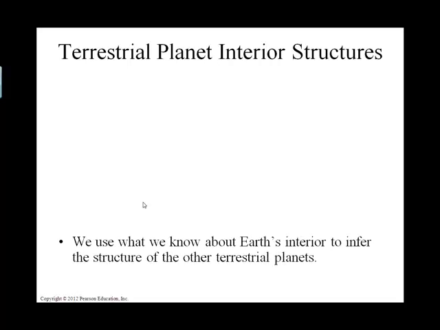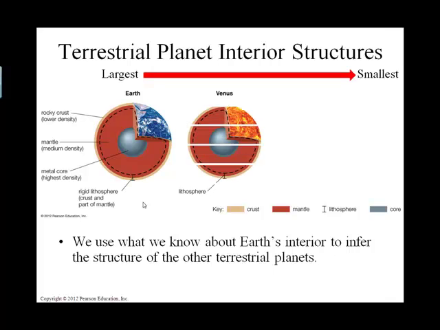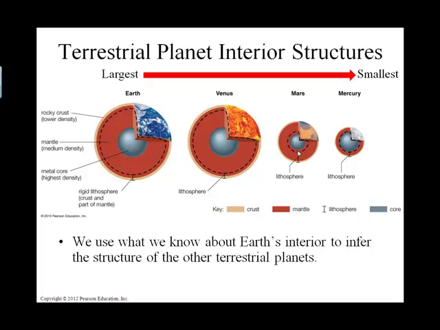So just kind of a bird's eye view of all of the terrestrial planets from the largest to the smallest. And you can see what I mean by they have similar structures with the core, the mantle, the crust, and they have a lithosphere. So second in size to the Earth is Venus. And then after Venus, we have Mars. And you can kind of notice the relative size there. And then we have Mercury. And check out Mercury's core.